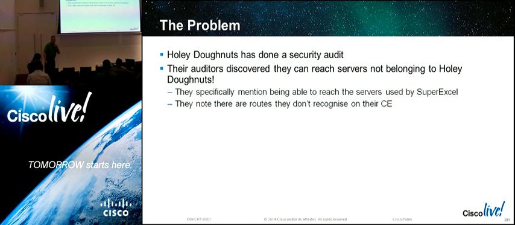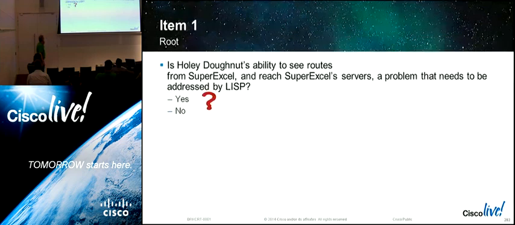So you're now tasked with figuring out what's going on here. What's the problem? Do we have a network design issue here? Do we have an operational problem? What's going on, right? So the first question that you might get asked is, for this company, Holy Donuts, is it a problem that they can see the routes from Super XL and they can get to the servers? Is it a problem that this company needs to address? Yes or no? Is it a problem or not?